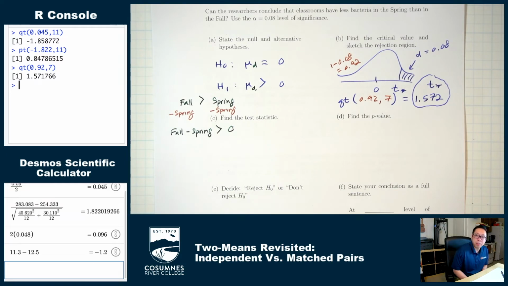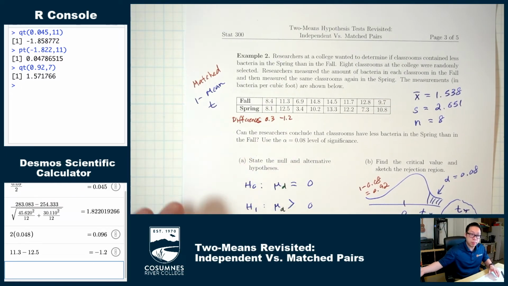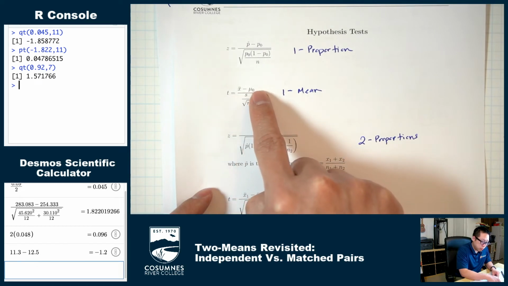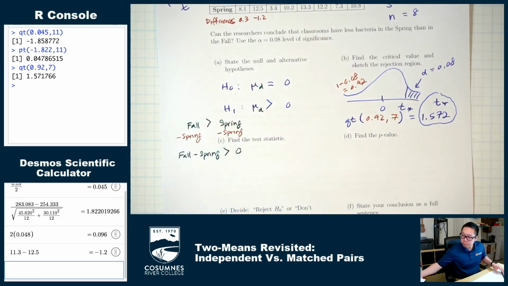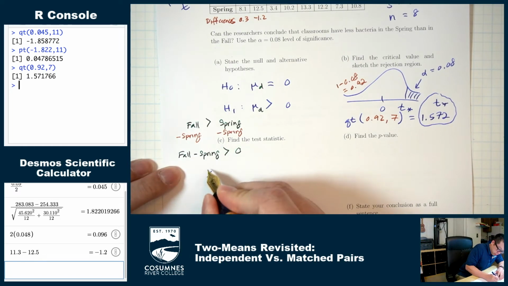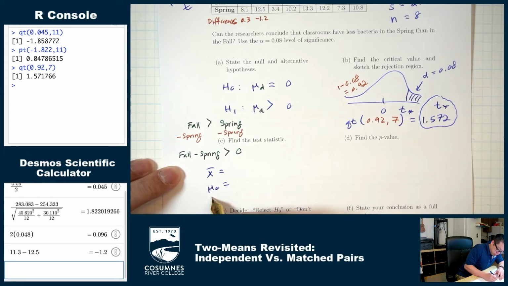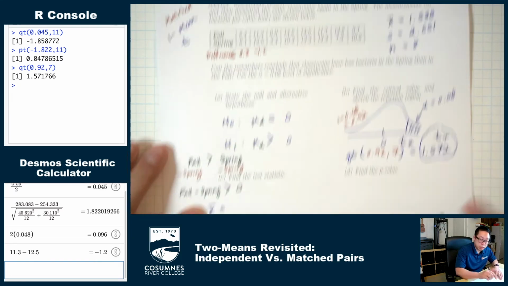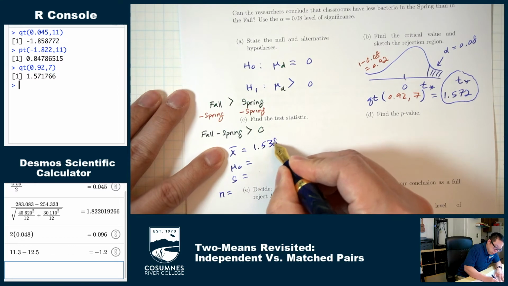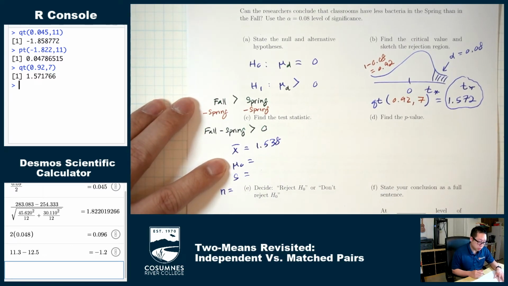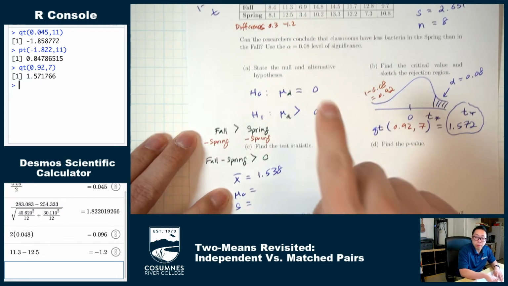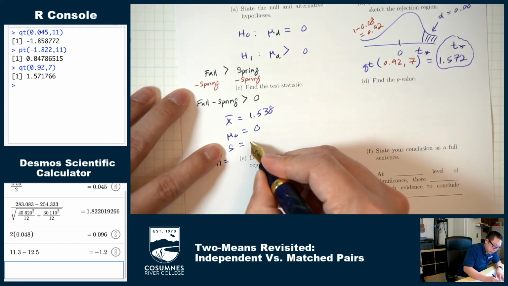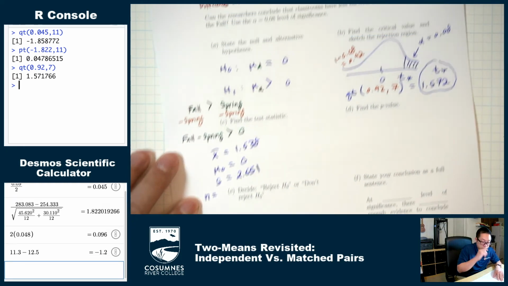Part C, find the test statistic. So we're running this as a 1 mean, which means we'll be using the 1 mean formula, and that's going to be this one. So we have an X bar, a mu 0, an S, and an N. X bar, we found already, that's 1.538. Mu 0 is the mean that you use in H0, so that was 0. S, standard deviation, 2.651. N, sample size, 8.